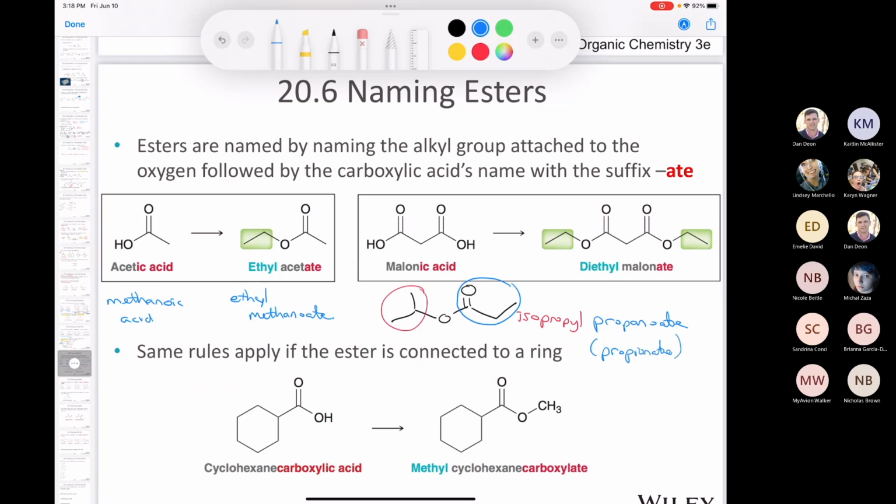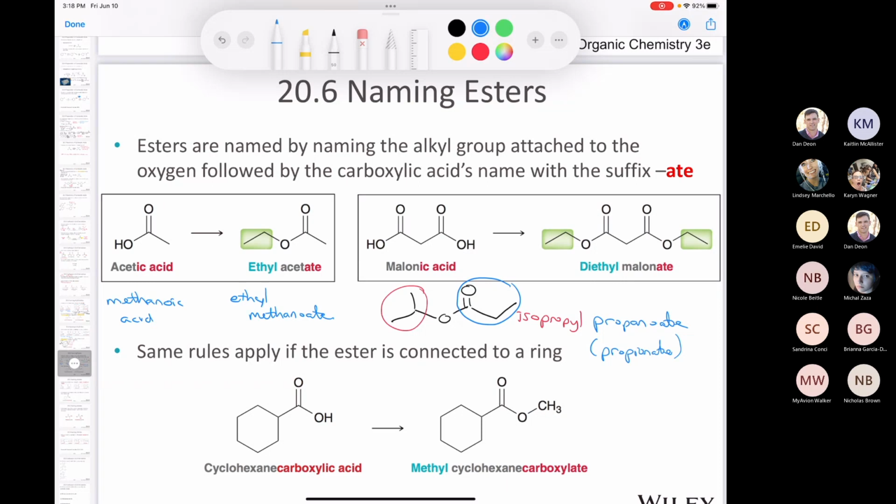That's why it's so important to know both the common and the systematic names of the first 5 carboxylic acids. Methanoic, formic; ethanoic, acetic; propanoic, propionic; butanoic, butyric; pentanoic, valeric. Okay, it's because they come up over and over and over.